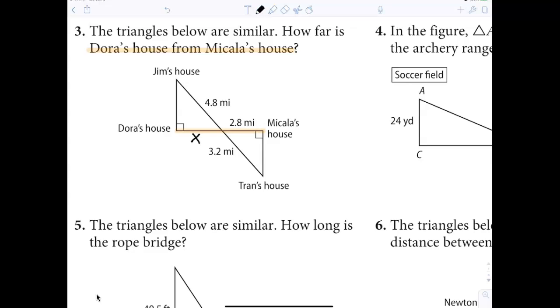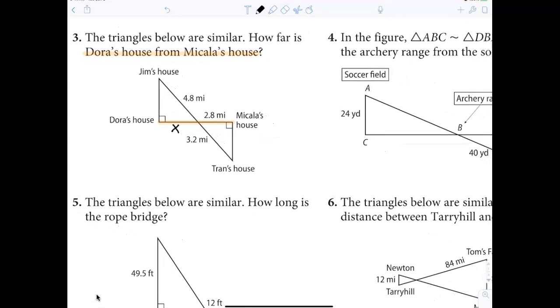See if you agree with me right there, right? The missing one. Yep, that's what we're trying to find. Do you agree with that? Yeah. So set up the proportion now, please. So there's going to be x over 4.8, you mean 4.8? Okay, come on now. And equals 2.8 over 3.2. Very, very good.